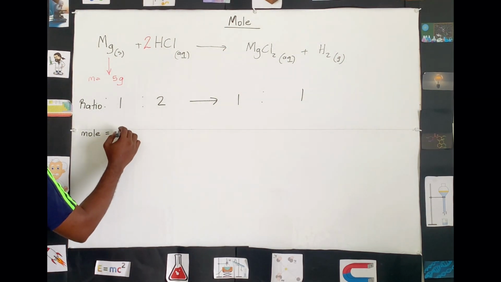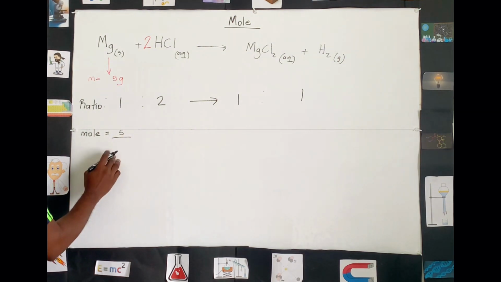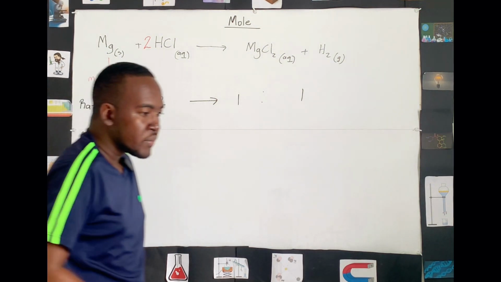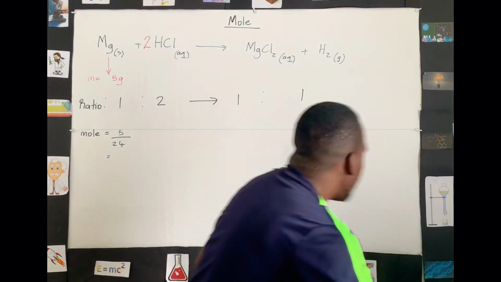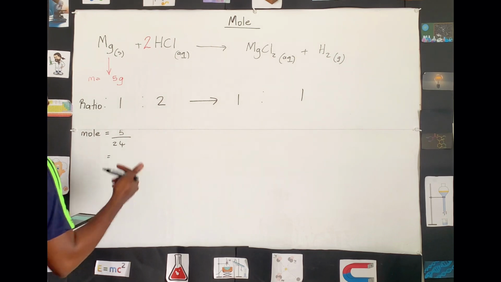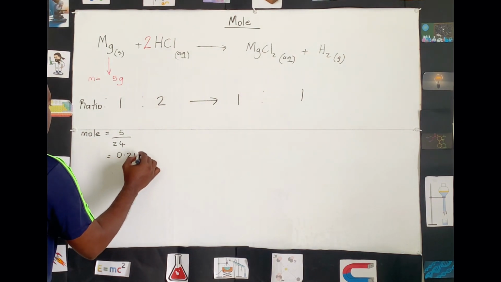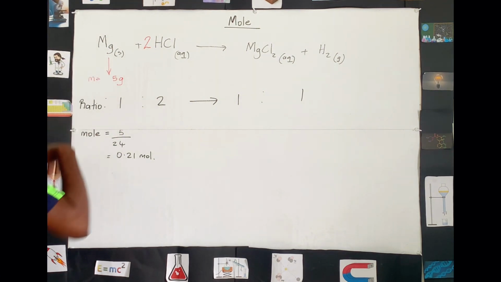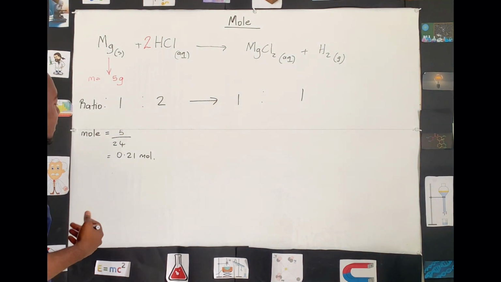So the mole will be the mass over the molar mass of magnesium, which is 24. So therefore, it would be 5 divided by 24, which is 0.21 mole. So instead of 1 mole of magnesium used in this experiment, it was actually 0.21 moles.